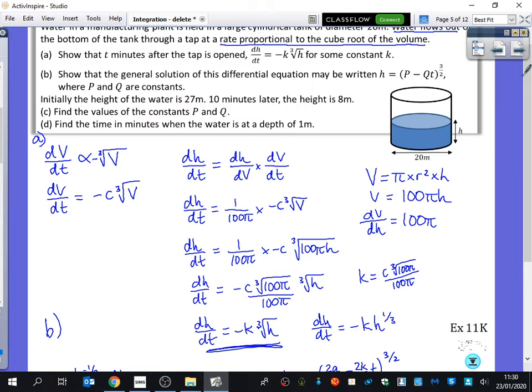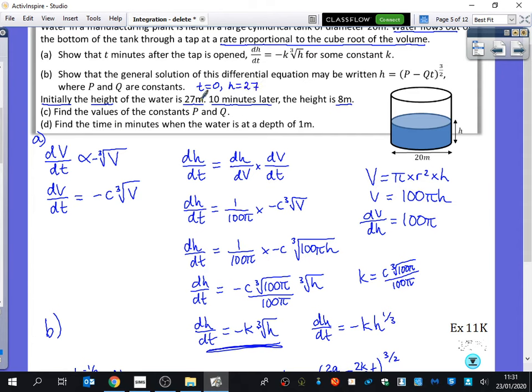Now we get to this point. It says, initially, the height of the water is 27 meters. 10 minutes later, the height is 8 meters. Good, so I'm going to write that down. When t is 0, h is 27.